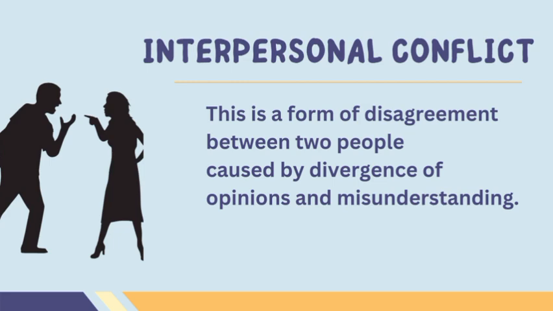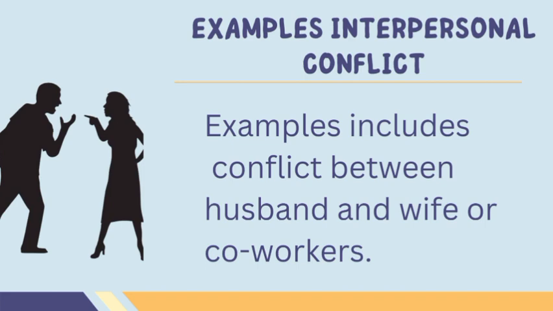And the example of this conflict is between husband and wife or co-workers. So this is a good example of interpersonal conflict. You notice that husband and wife at times won't agree to a particular thing. There is a kind of disagreement that will occur between them, and they start quarreling, or they will have a misunderstanding. Then it also happens between co-workers. That is interpersonal conflict. Don't forget, it's a form of disagreement between two people caused by divergence of opinion. Example is husband and wife or co-workers.